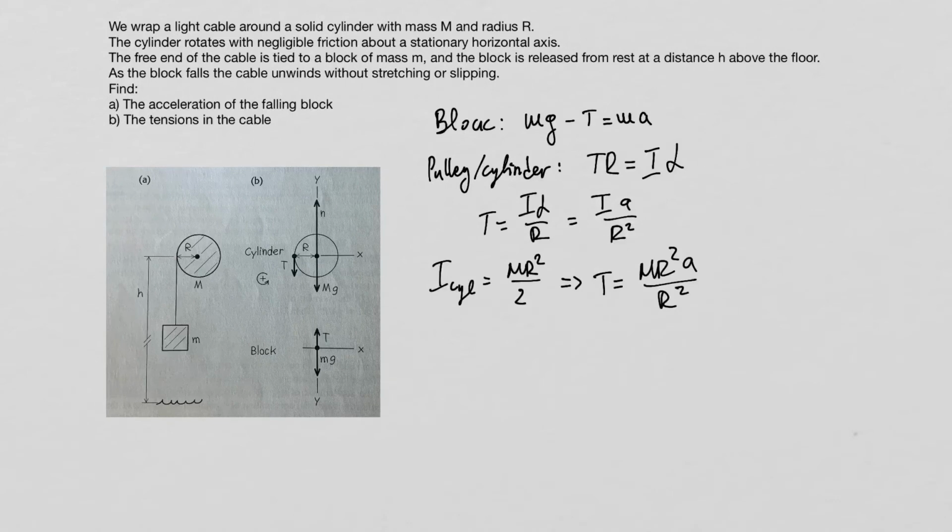The moment of inertia of a cylinder is mr squared over 2, and so replacing that in the expression for the tension force, I get mr squared times a divided by r squared. So I can cancel out the radius to the second power in the numerator and denominator, and finally get an expression for the force of tension in terms of mass and acceleration. And I forgot to add a 2 here. Okay. So this is the tension force in the cable.